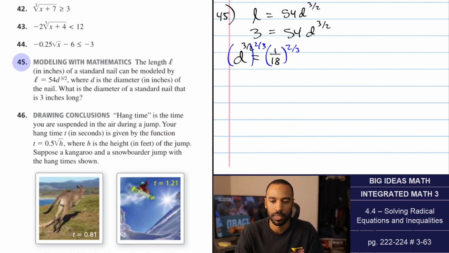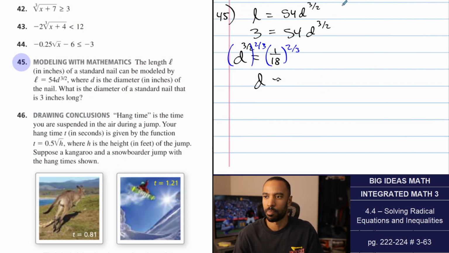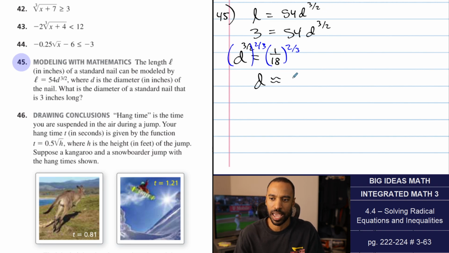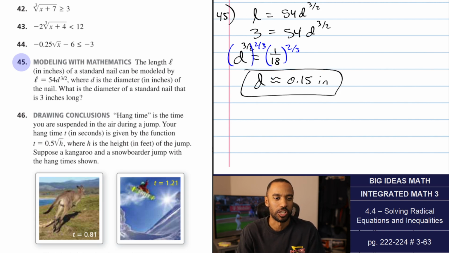So in the calculator, I'm going to do 1/18 to the 2/3 power. And I get this number, 0.145. I'll say 0.15. D is about 0.15 inches. I don't know what D is measured in, but remember, this is the nail's diameter. Right? It should be small. I expect a small answer for something like that. So, there you go.